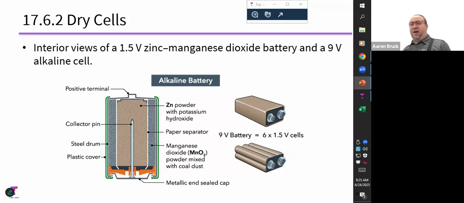And then inside of it, you've got a zinc powder with potassium hydroxide surrounded by a manganese dioxide powder mixed with coal dust. And so the interaction of those two is what generates the charge. And then you've got the positive and the negative terminal for distributing the electricity. A 9-volt battery works in a very similar way, only you have 6 of these cells that are wrapped in series in that 9-volt.